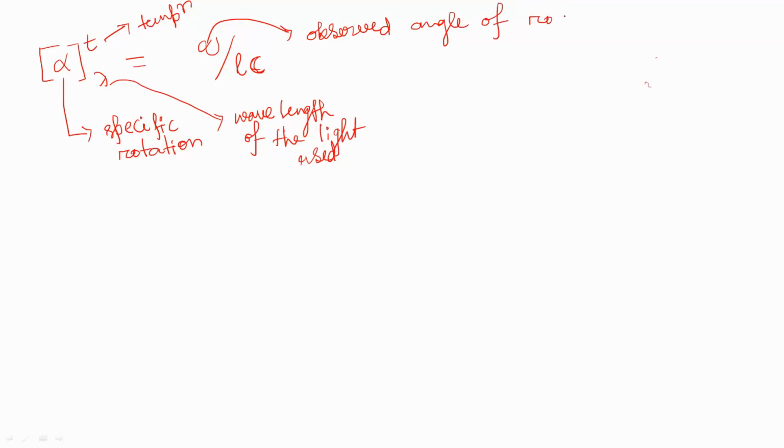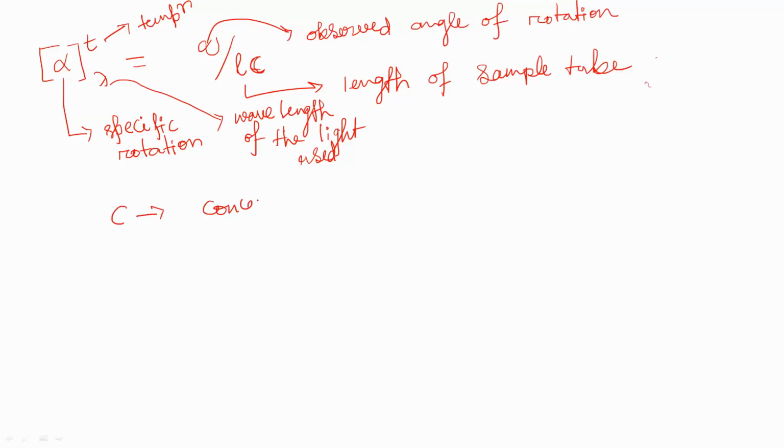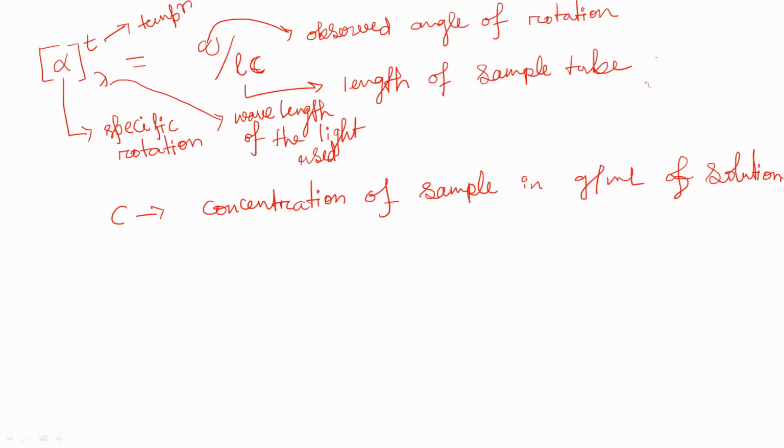Now L is the length of the sample tube. And C is the concentration of the sample in gram per ml of solution.